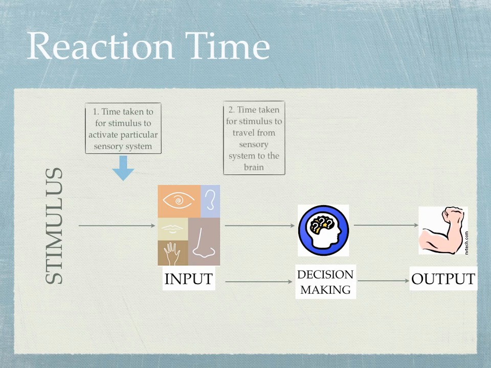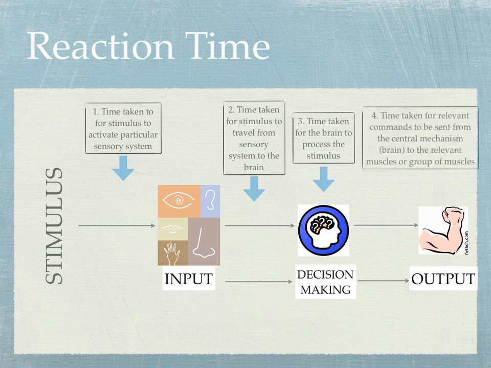Once the gun's been heard, our next thing that influences reaction time is the time that it will take for that stimulus to travel from the sensory system which has taken it in to the brain. Third thing is the time it takes for the brain to process the stimulus. In the case of our example of the 100 meters, this is obviously just hearing the gun and then realizing that movement has to be produced.